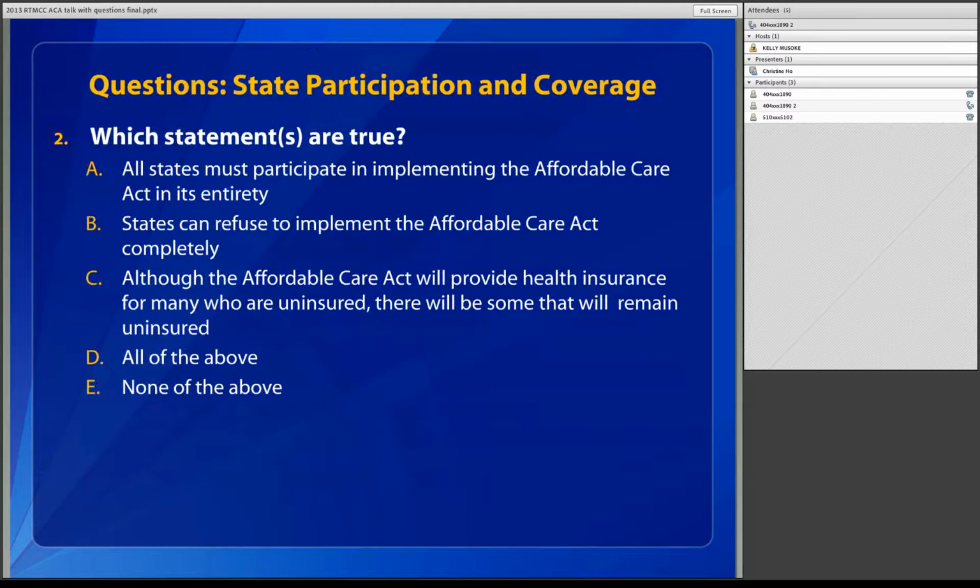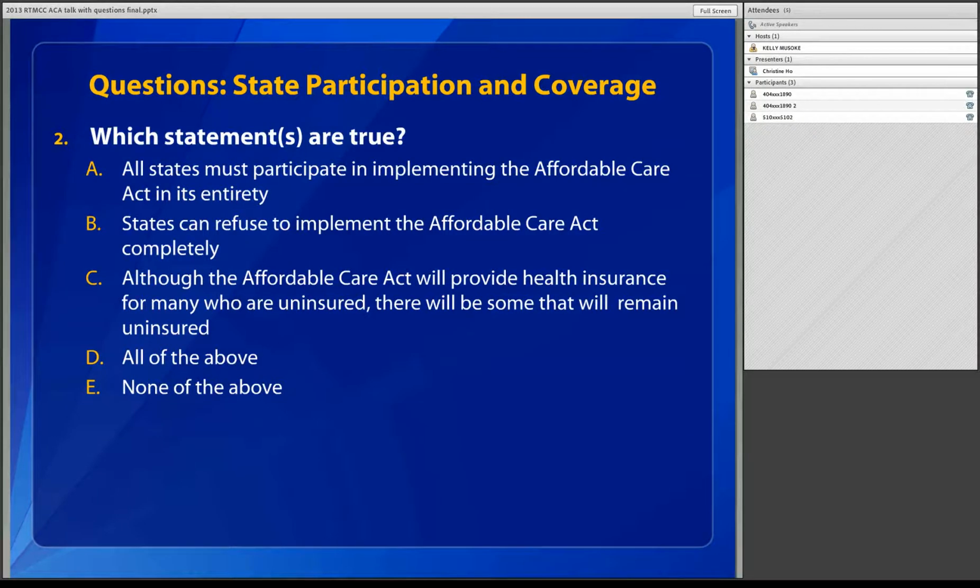Okay, so here is a second question. Which statements are true in terms of participation of states with the Affordable Care Act? A, all states must participate in implementing the Affordable Care Act in its entirety. B, states can refuse to implement the Affordable Care Act completely. C, although the Affordable Care Act will provide health insurance for many who are uninsured, there will be some that will remain uninsured. D, all of the above. E, none of the above.